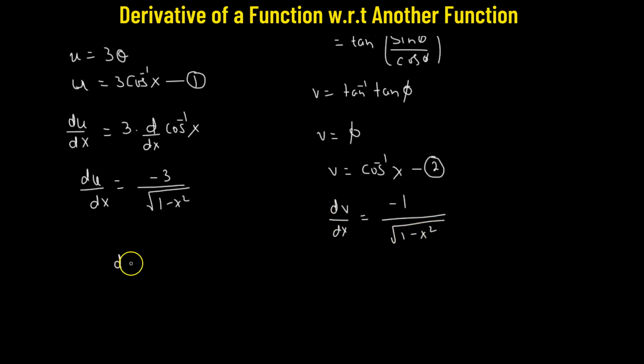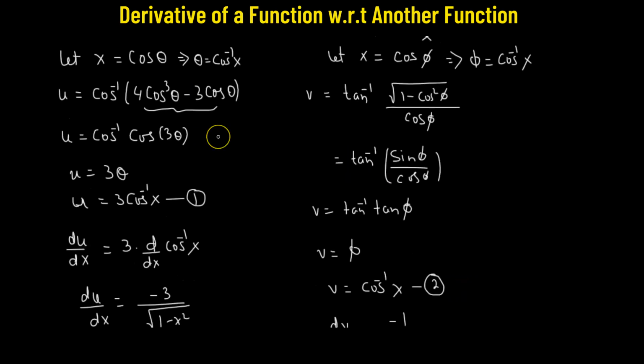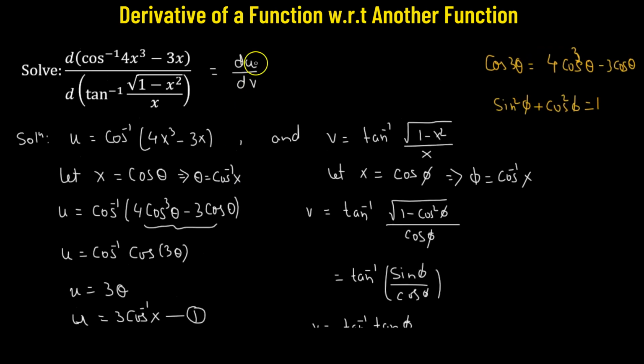Now we will find the derivative of u with respect to v, which will be simply equal to the derivative of u with respect to x divided by the derivative of v with respect to x. That means we have -3 divided by square root of 1 minus x squared. So this will get multiplied by negative of square root of 1 minus x squared, which gives us the value 3. So the value of the given derivative is a very simple number, which is 3.